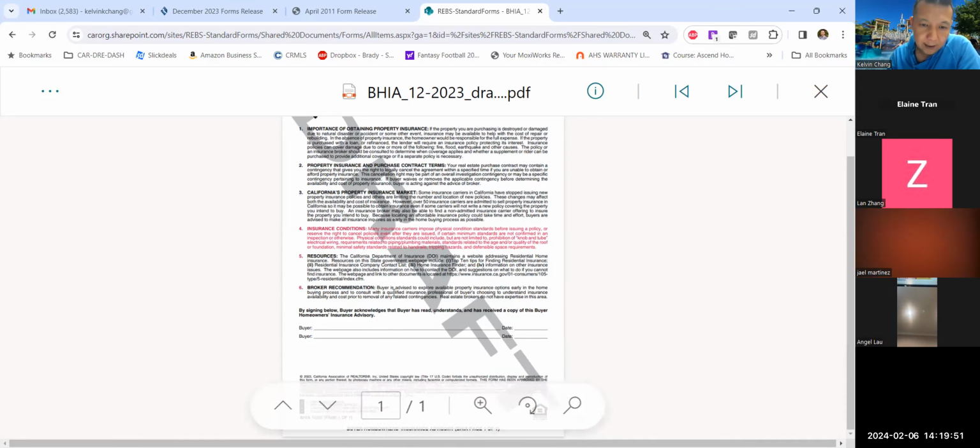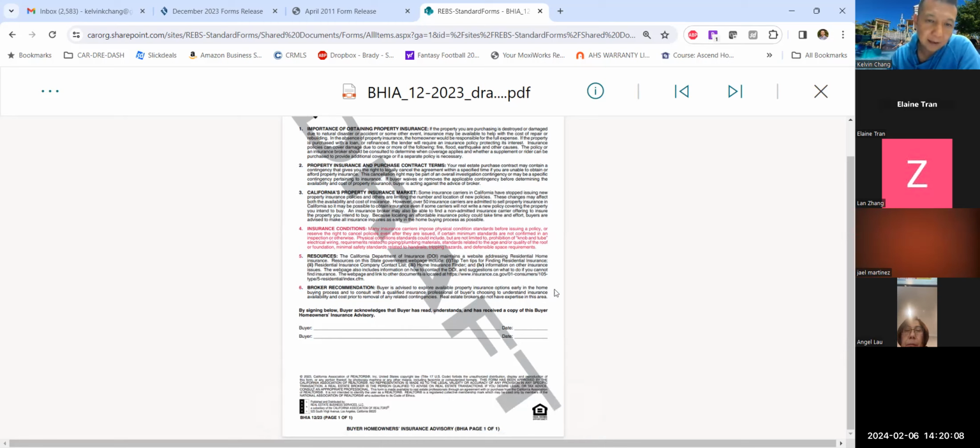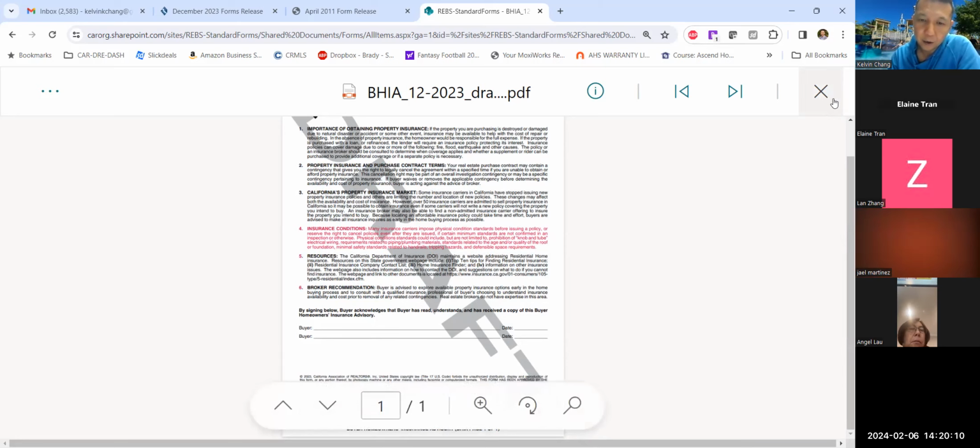It's just letting them know we advise them to consult and find a qualified insurance professional of their choice, buyer, and find out the insurability and their costs, and make sure this is done before removal of the related contingency. Real estate brokers do not have expertise in this area. Perfect. I love it. No questions?